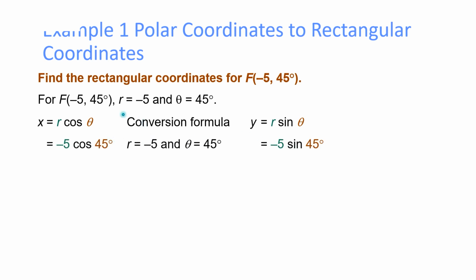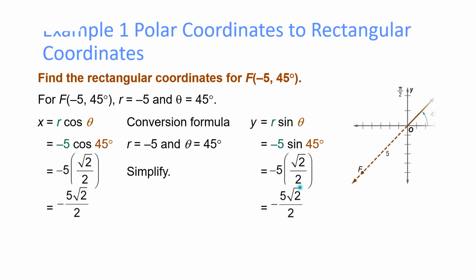Now plug in the values given from the question. So negative 5 is going to be r, cos theta is cos 45 degrees, and coming to sin theta, negative 5 sin 45 degrees. So just convert them. Minus 5 square root 2 over 2. Here also the same, sin 45 and cos 45 are giving the same values. So minus 5 square root 2 over 2.